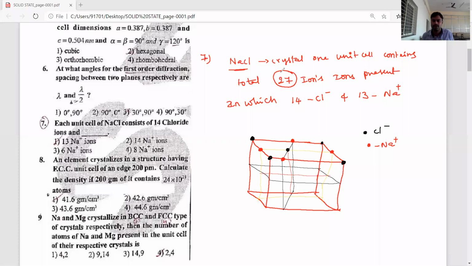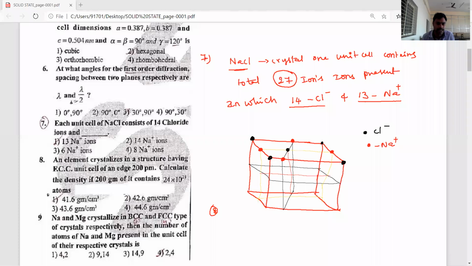One unit cell of the NaCl crystal structure has a total of 27 ions. Out of the 27 ions, 14 are chloride ions and 13 are Na plus ions. You need not remember this crystal structure, but you have to remember this numerical carefully because it is very, very important. Okay students, let's see the 8th one.